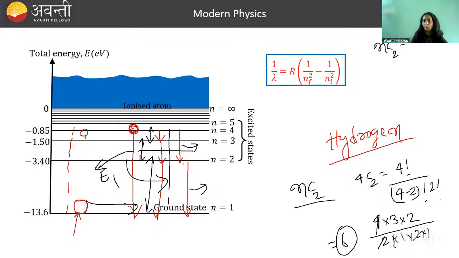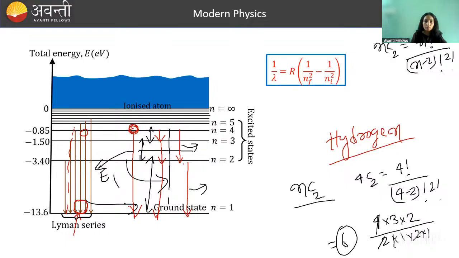nC2 का general formula क्या है? n factorial divided by n minus 2 factorial, 2 factorial. This is one thing. Coming back to our question, हमारा ये था, देखो, I will explain it here only.